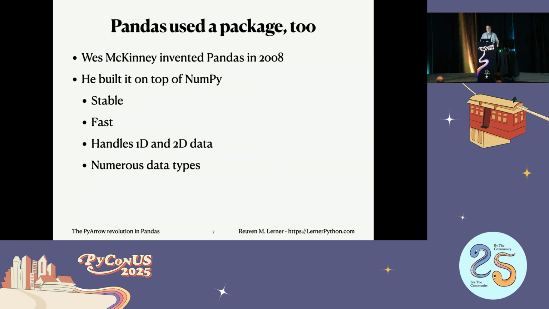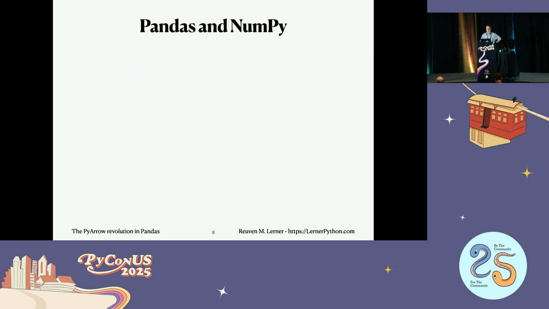Pandas has been around for a while already. Wes McKinney invented it back in 2008, and he built it on top of NumPy. Why would you do that? Because NumPy is stable, it's fast, it handles 1D and 2D data, and it has lots of different data types. That is fantastic. I often think of Pandas as the automatic transmission instead of the stick shift of NumPy. It's just super convenient to use.